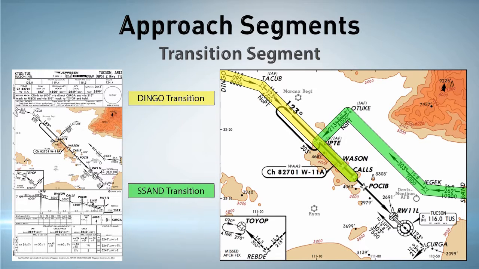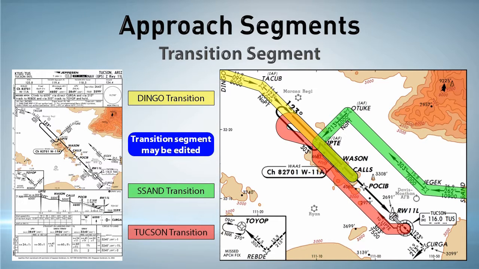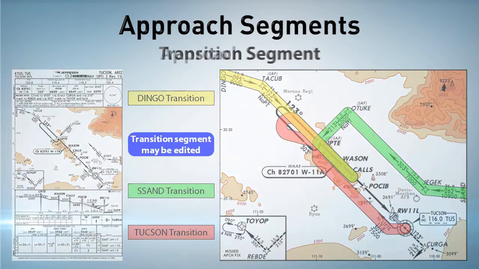Coming in from Sand, you will be coming in from a different direction, but you will still terminate at Calls intersection. If you are not conveniently aligned, you can choose the Tucson transition, which takes you into Ellipti for the course reversal and then back to Calls.